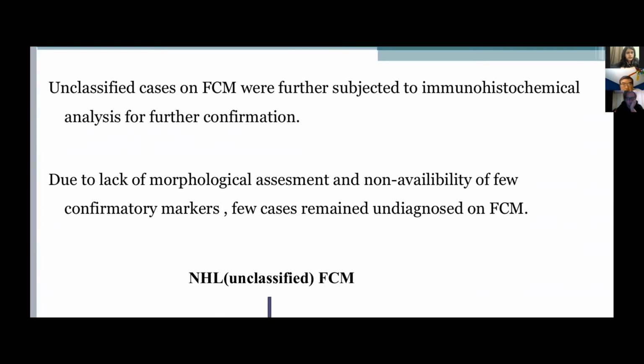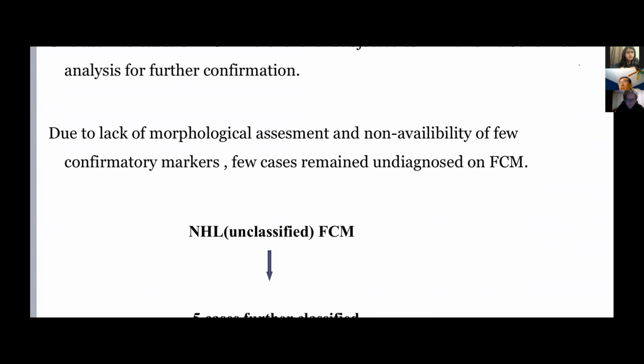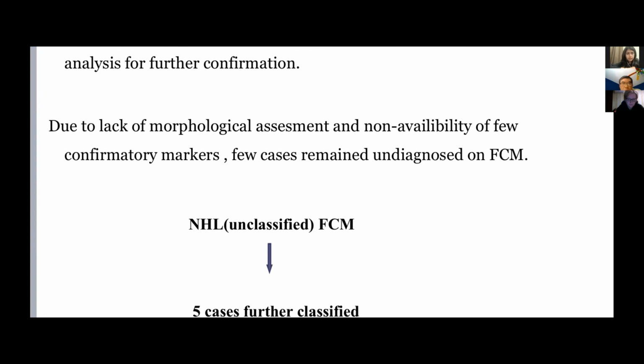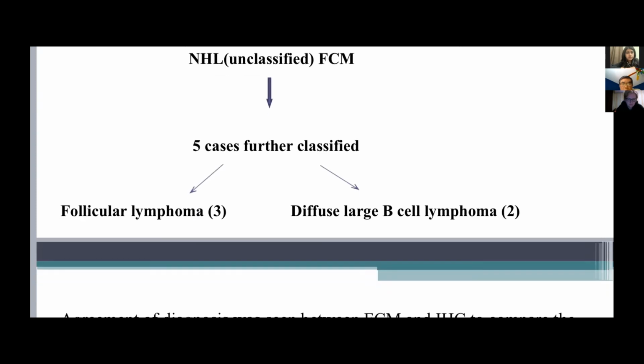So we were able to find that it was due to the lack of morphological assessment, because to look for a few cases like diffuse large B-cell lymphomas, you always need a morphological assessment. So due to lack of morphological assessment and non-availability of a few confirmatory markers, which I'll tell you later on, a few of the cases remained undiagnosed on flow cytometry. With immunohistochemical analysis on all those cases, we were further able to classify 5 of those cases: 3 into follicular lymphoma and 2 into diffuse large B-cell lymphoma.